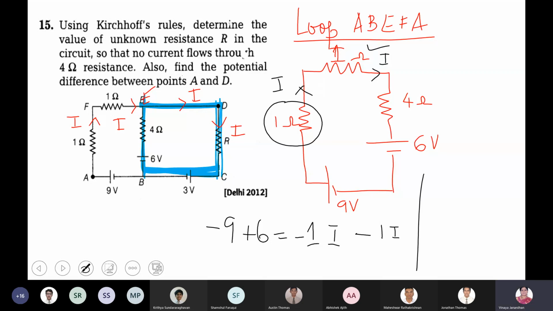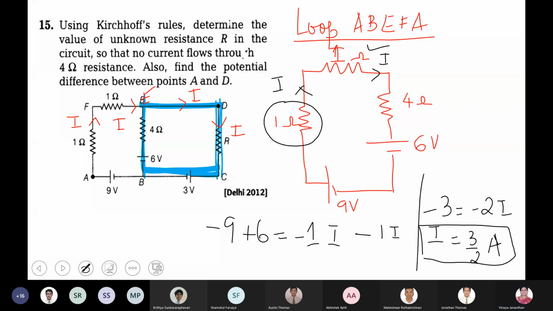Now, minus 3 must be equal to minus 2I. Correct, boys? So what is the value of I? I will be equal to 3 by 2 ampere. Is that correct? Is that fine, boys? Yes, ma'am. Okay.